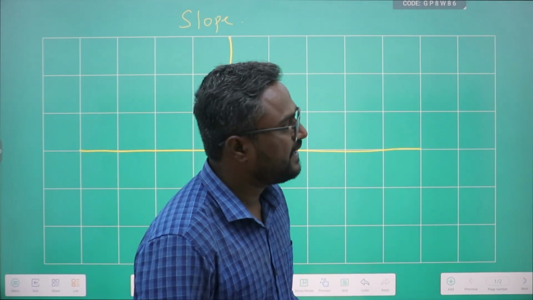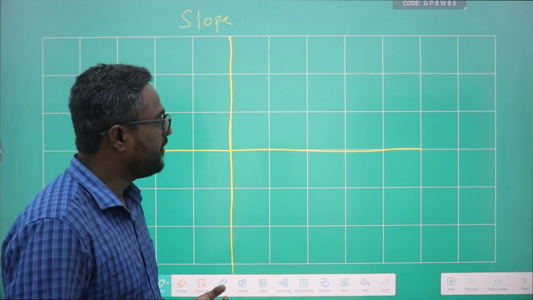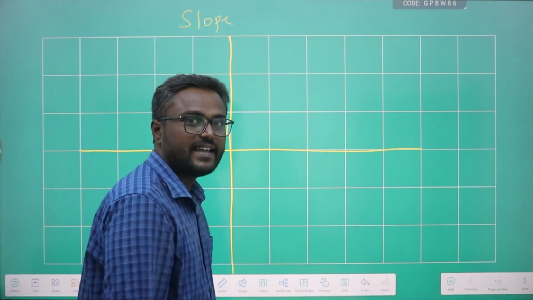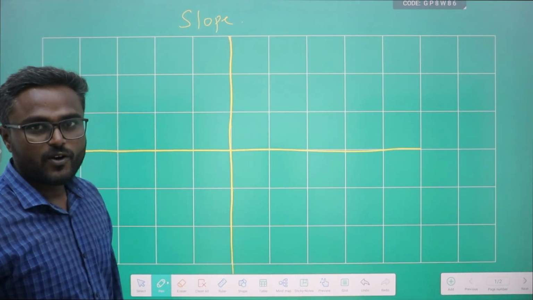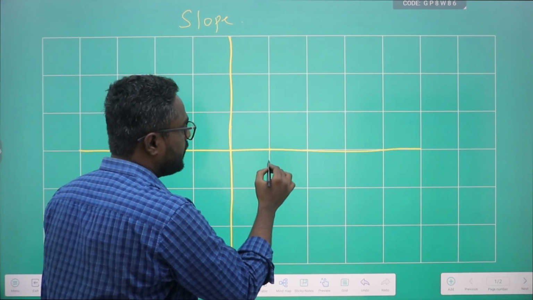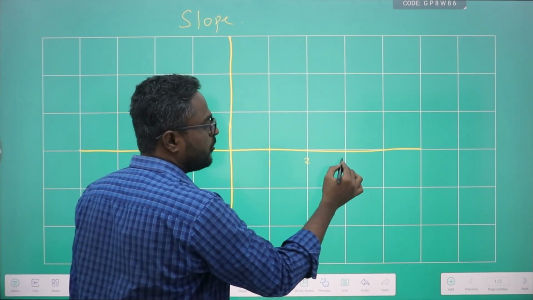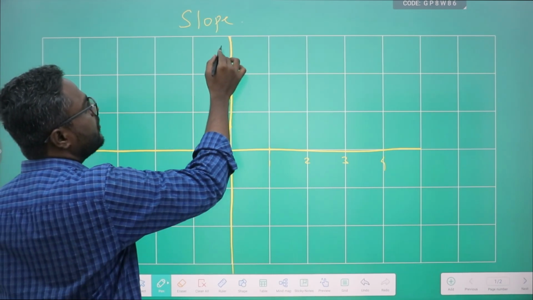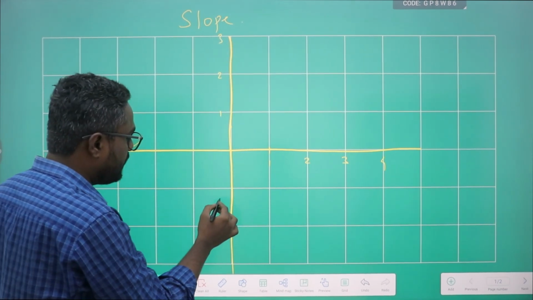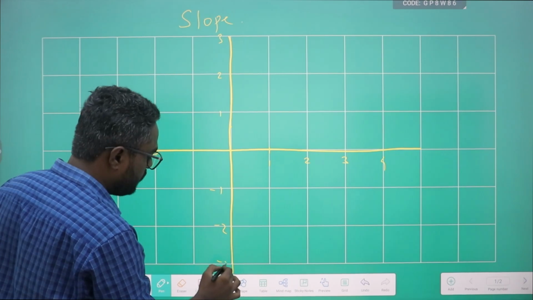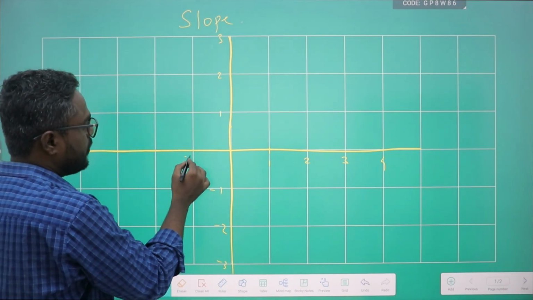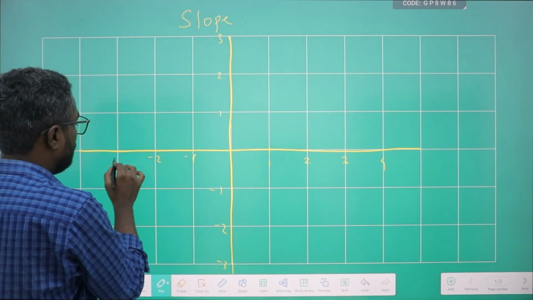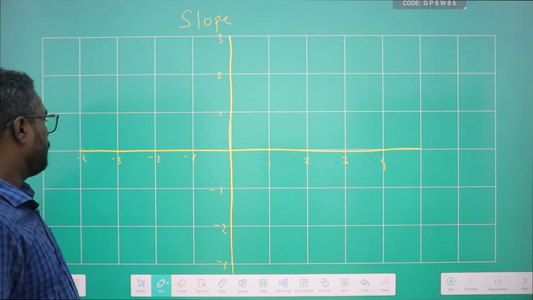So, I'm going to take the graph paper over here, which mentions the x-axis. This is nothing but the y-axis. I'm going to put 1, 2, 3 and 4. Positive side on the top 1, 2, 3. Negative side on the bottom 1, 2, 3. Negative side of the x on the left-hand side 1, 2, negative 3, negative 4.